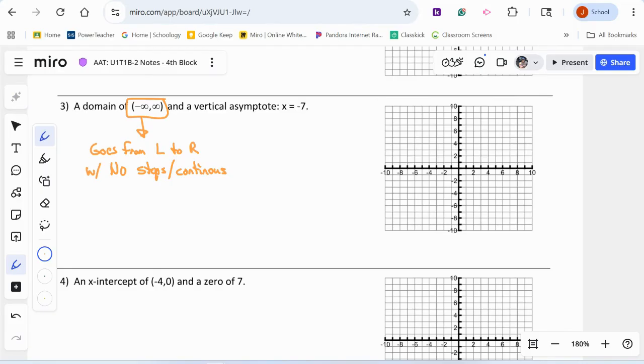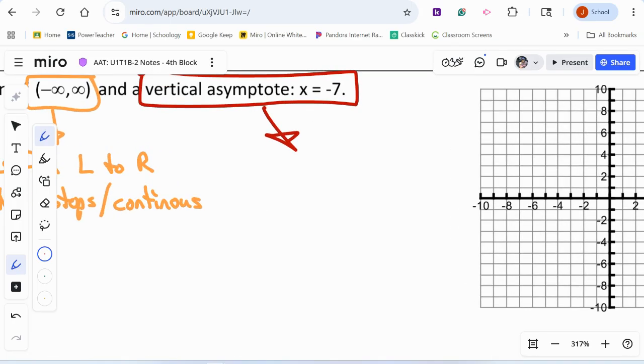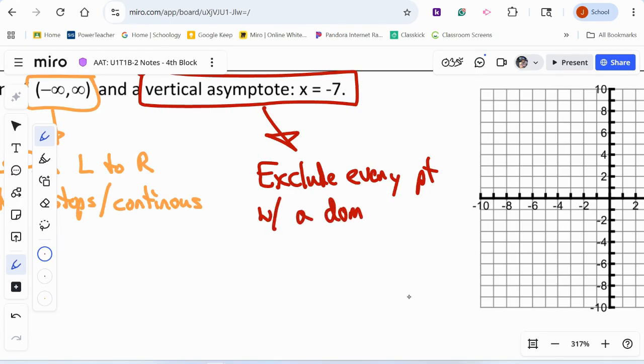All right, and simultaneously, guys, can we have that characteristic with a vertical asymptote of x equals -7? Well, again, going back to our vertical asymptotes, what is that saying? This is saying we have to exclude every point with a domain, or x, value of -7.